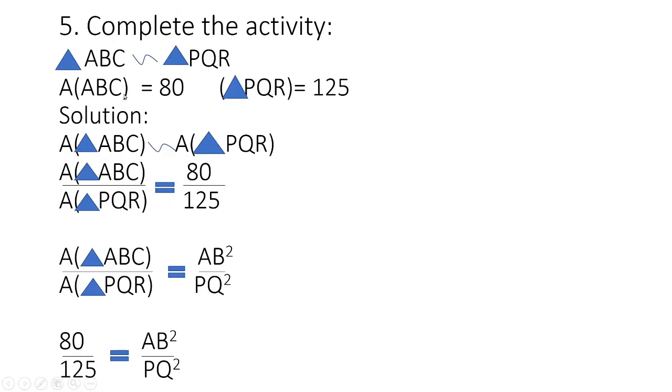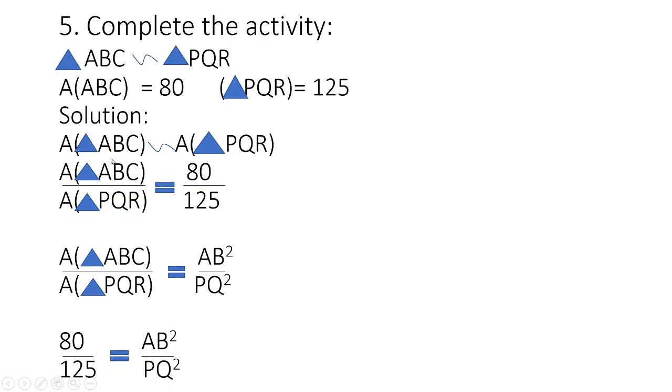Our last example, fifth example. Again, complete the activity. In the last session, I told you about the question paper pattern. In our second question, there is an activity based question, and the third question, A part, is also an activity based question. So you have to complete your activity. Triangle ABC is similar to triangle PQR. The area of triangle ABC is 80. The area of triangle PQR is 125.